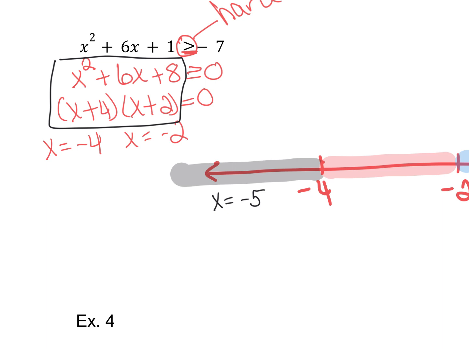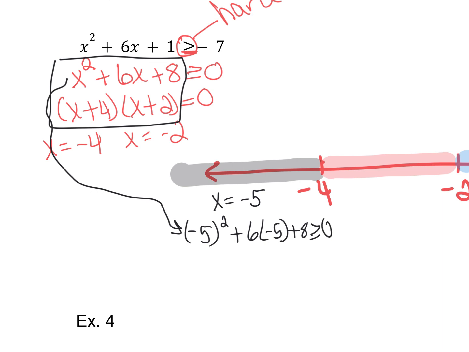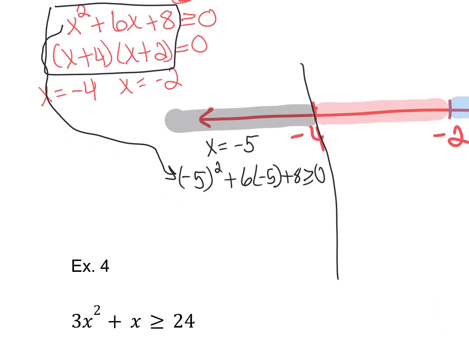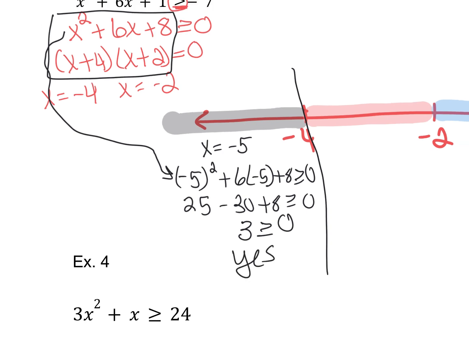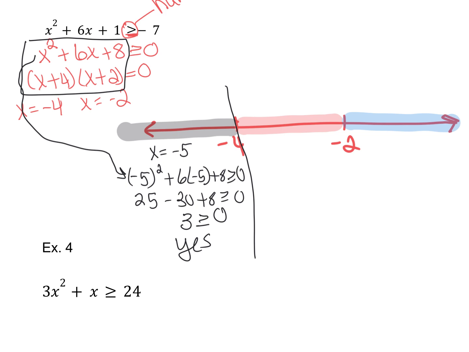Okay, so if I plug that back into my equation here, I would have -5 squared plus 6 times -5 plus 8 is greater than or equal to 0. Let me separate my area here. -5 squared is 25, minus 30 plus 8 is greater than or equal to 0. So I'd have -5 plus 8 would be 3, is greater than or equal to 0, which, yes, is a true statement.